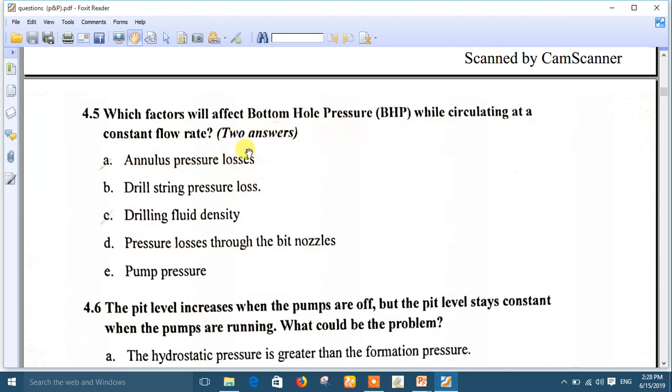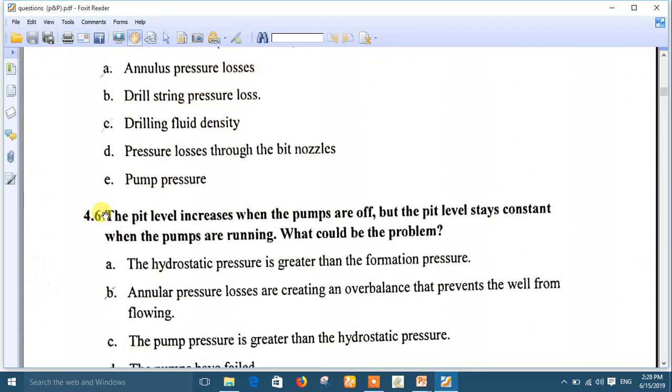Number one, the annulus pressure losses, is the right answer. Number two, drill string pressure loss, is the wrong answer. Drilling fluid density means the hydrostatic pressure, so this is also the right answer. Numbers 4 and 5, the bit nozzles and the pump pressure, are not the right answers. So the best answers here are number A and number C.